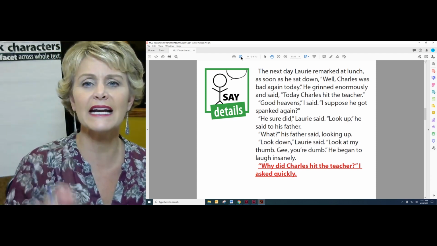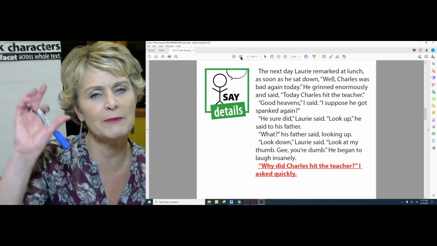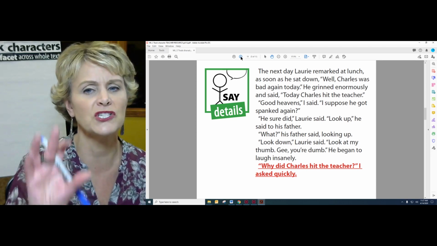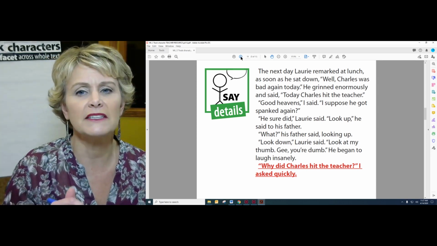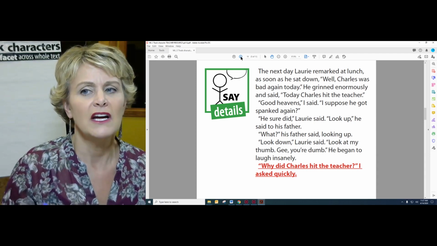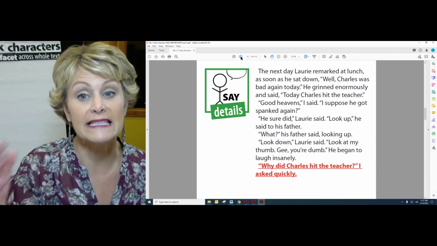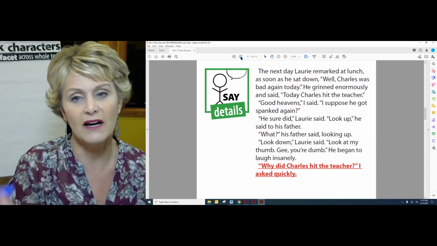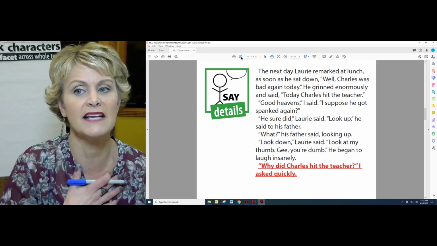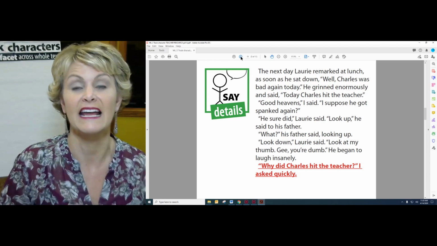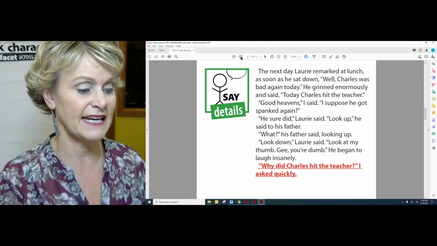Okay, so I've got an excerpt from the second chunk. Remember, it was broken in 5 chunks. This is the second chunk. It's just an excerpt. Okay, so the next day, Lori remarked at lunch, as soon as he sat down, Charles was bad again. He hit the teacher, and then the mom was like, good heavens, I suppose he got spanked again. And so wait a minute, this is in the second chunk.